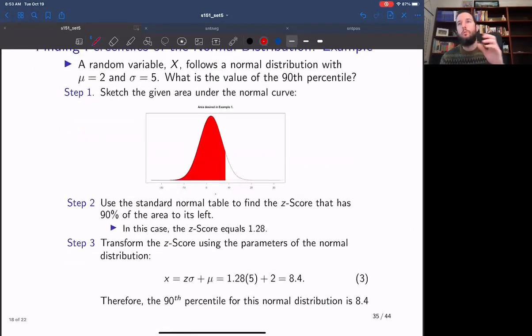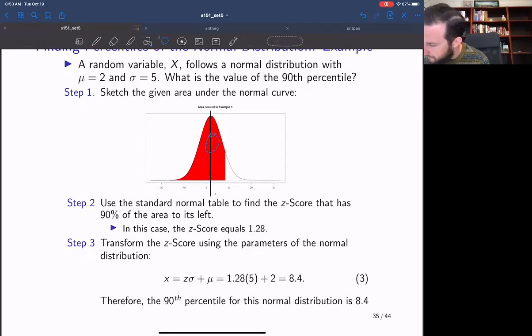Suppose that we have a normal distribution that has a mean of 2 and a standard deviation of 5. And we want to know the 90th percentile of that distribution. So we start by sketching the curve. Notice how this curve is centered at 2, so we're at mu equals 2 in the middle because that's our mean.